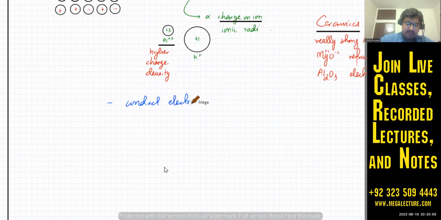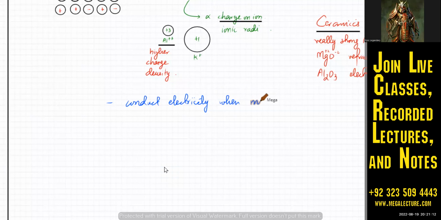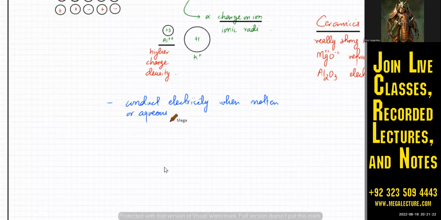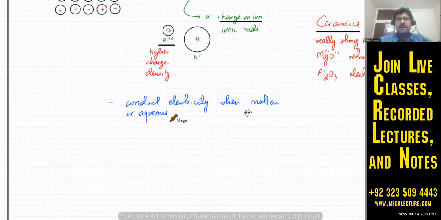I mean, you can melt NaCl, but even NaCl has a very high melting point. That's 800 degrees centigrade. And the other is that they conduct when either molten or aqueous. Why? Because we can obtain the MgO in molten form, right? You can melt it, but it's got a very high melting point.